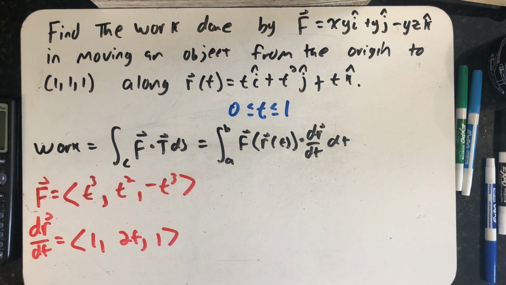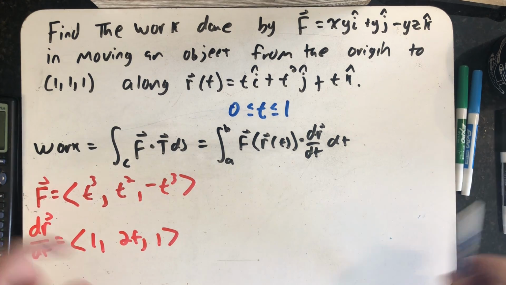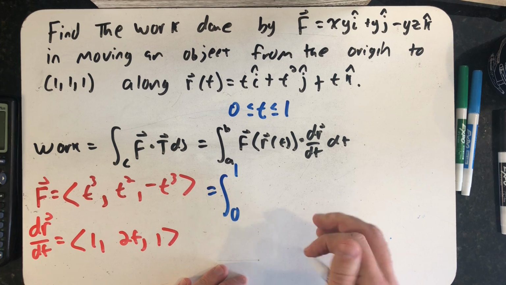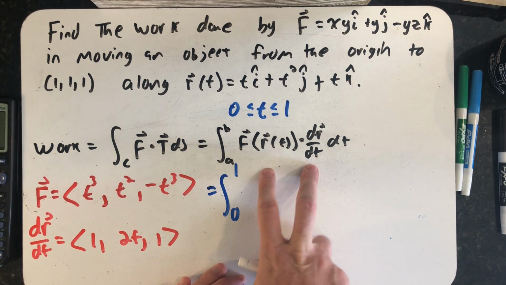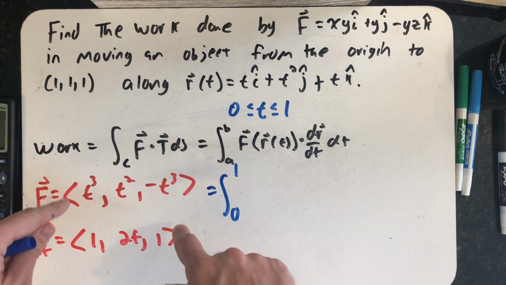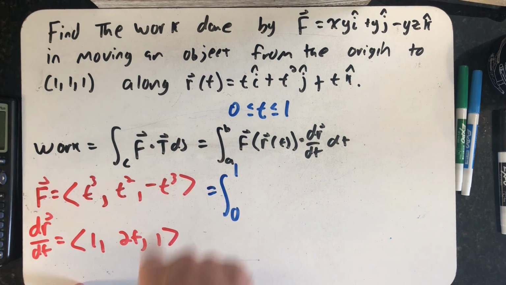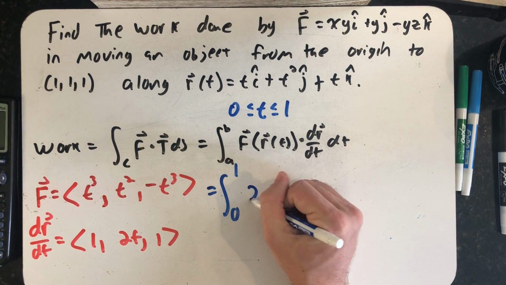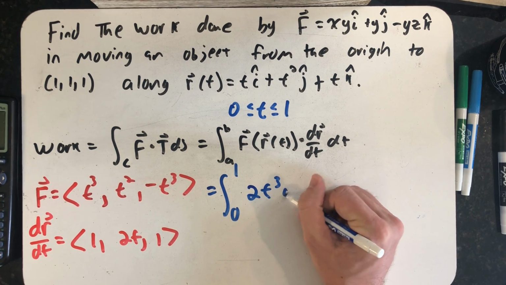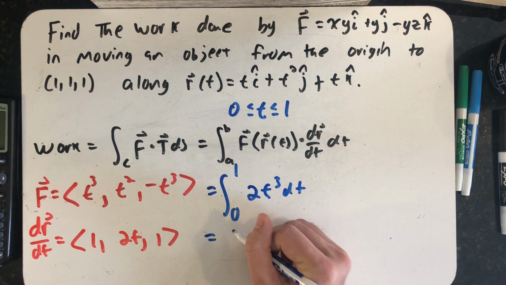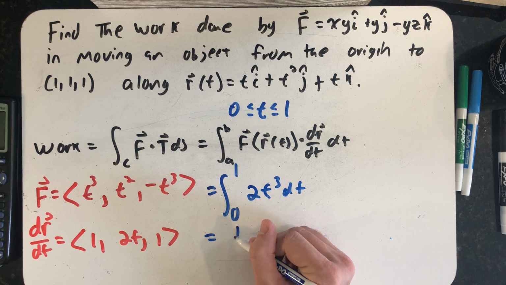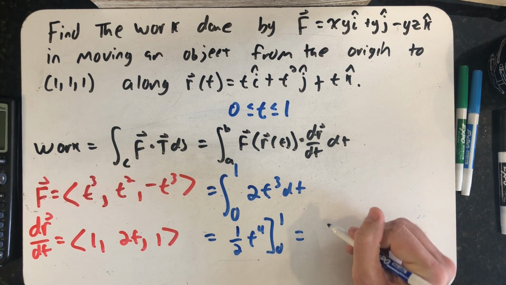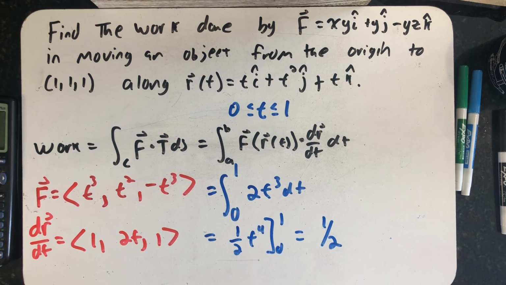Now my integrand becomes a dot product of these two things. So I'm integrating from 0 to 1 of the dot product of these two things, dt. When I do the dot product, I have a t cubed minus a t cubed, and that goes away, and I'm just left with 2t cubed. Find my antiderivative, and I'm looking at 1/2 t to the 4th, evaluated from 0 to 1, and we get 1/2.